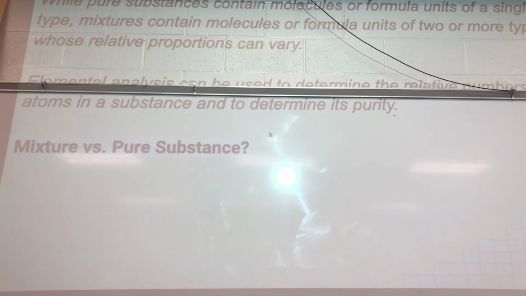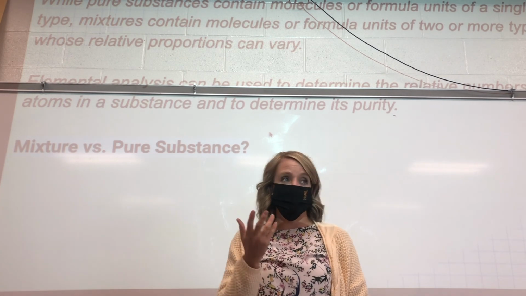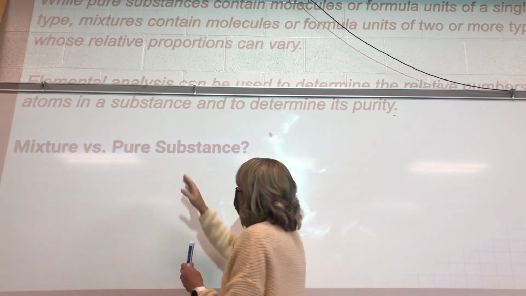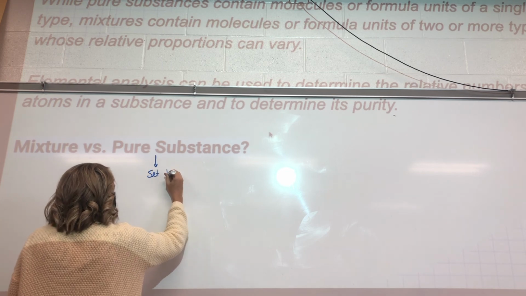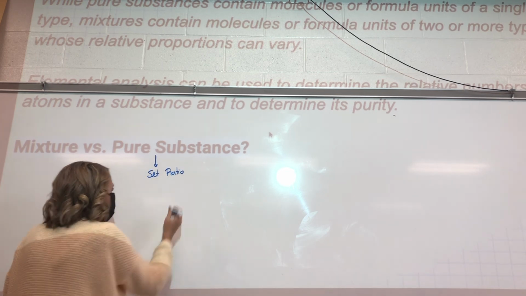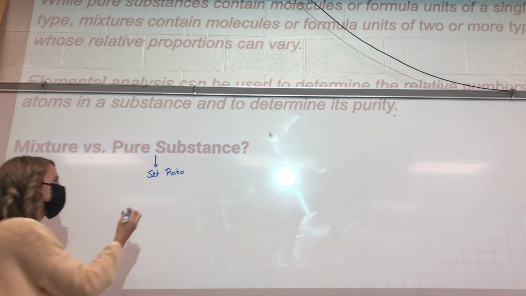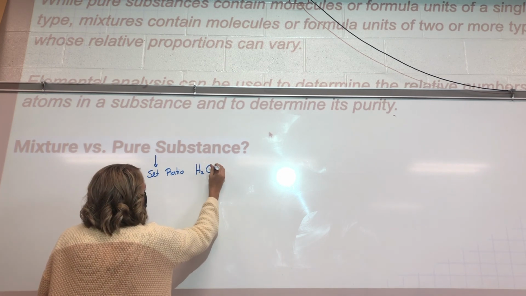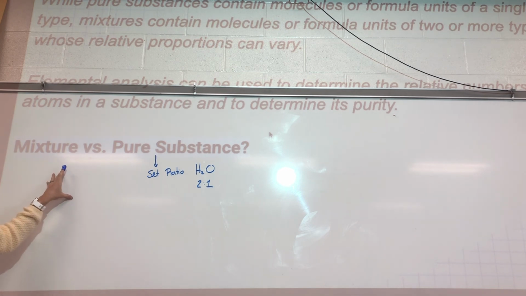Okay, one other thing that you could distinguish with pure versus a mixture. We've been talking a lot about this idea of ratios, or proportions. A pure substance has a set ratio. For example, water is always 2 hydrogens, 1 oxygen. It's always 2 to 1. A mixture, that ratio can change.